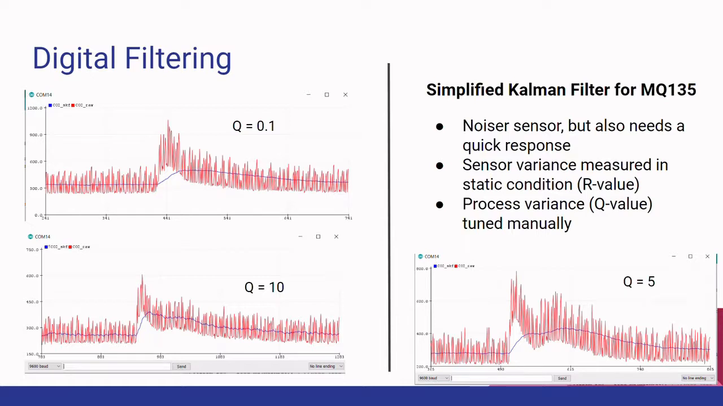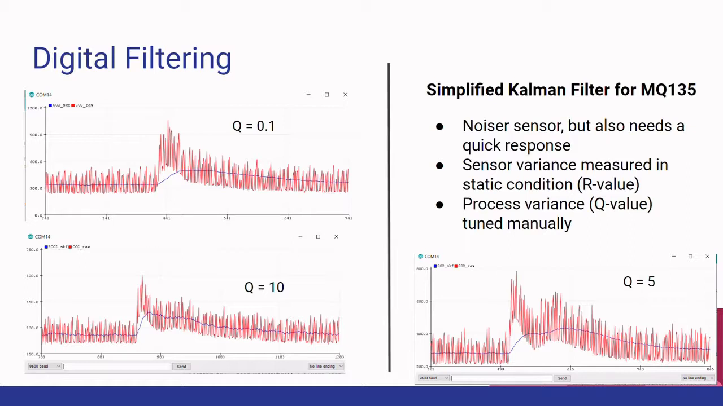We have implemented the two digital filters discussed in class, and the first one we're going to talk about is the simplified Kalman filter for the MIE1453 gas sensor. Through our tests, we've discovered that it's quite a noisy sensor, but at the same time we need a quick response from it because our method of creating CO2 underwater is quite rapid, so we want something that responds quickly. There are two main parameters for the filter.